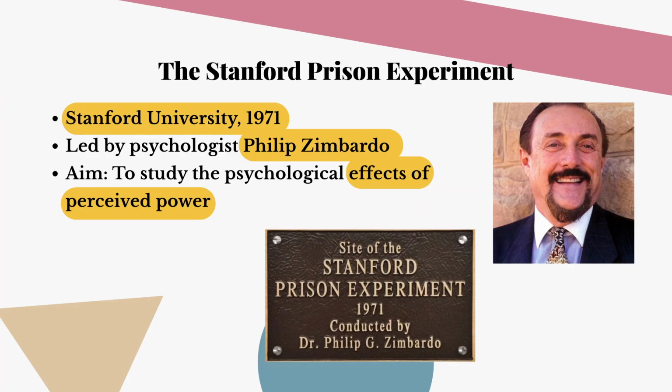In 1971, psychologist Philip Zimbardo conducted an experiment in the basement of Stanford University, intending to study the psychological effect of perceived power in a simulated prison setting. What was expected to be a controlled study quickly escalated into a disturbing display of how environment can override morality.